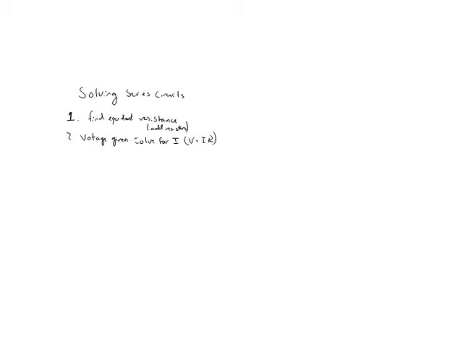So now that you know the total voltage, which is the battery, and you know the total resistance, you can solve for the current. Since in series current is constant, the current you just found for the total is going to be the same current for every single resistor that's on there.